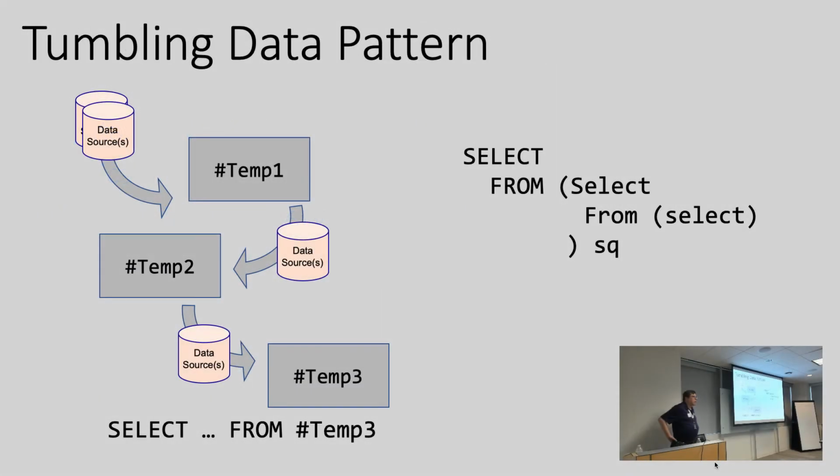But here's the tumbling data pattern. In the tumbling data pattern, usually within one stored procedure, you pull data from some data sources, you put it in a temp table we'll call temp 1. Then you pull data from here and join it with some more data, and then you do another with temp 2, and you sort of go through this tumbling data pattern of having multiple temporary tables inside of one stored procedure. Do you guys see this pattern at all in some of your code? Okay. This is evil.